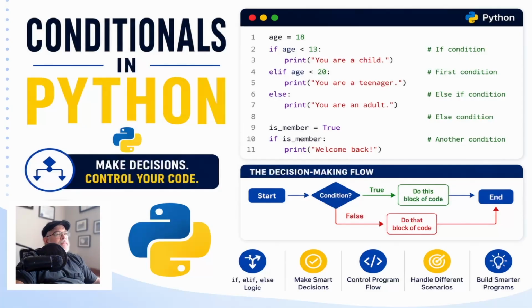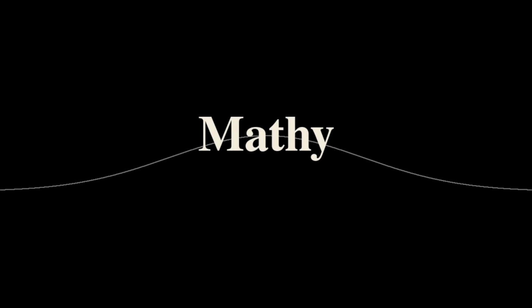Conditionals let a program decide what to do based on the situation. So you can have different branches depending on what the situation is. A flowchart would be the typical example. If something is true, go down this path. If something else is not true, go down this other path. That kind of thing. So this is if then statements and variations of that.